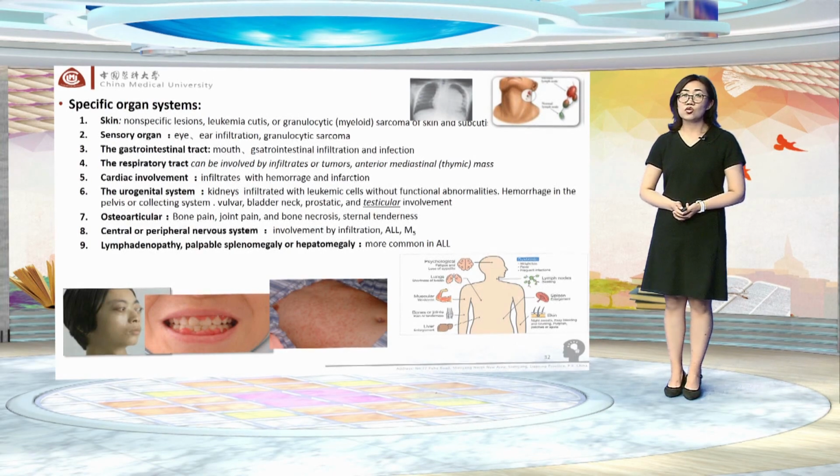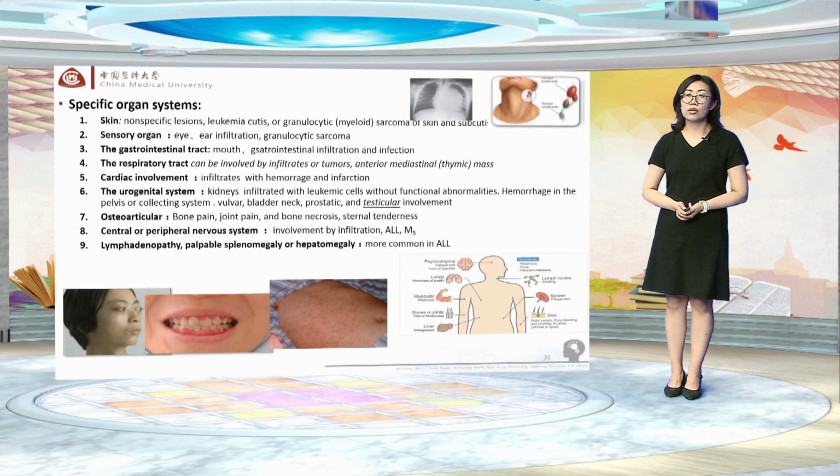The gastrointestinal tract may be involved at any point, but functional disturbances are unusual. The mouth, colon, and anal canal are sites of involvement that most commonly lead to symptoms, including infiltration and infection. The respiratory tract can be involved by infiltrates or tumors, leading to anterior mediastinal thymic mass, laryngeal obstruction, parenchymal infiltrates, alveolar septal infiltrate, or pleural seeding.